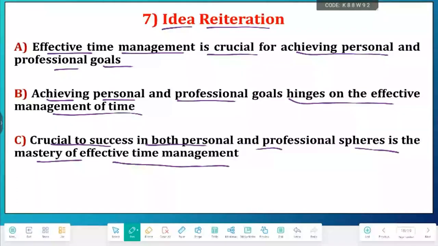Statement B kya hai? Achieving personal and professional goals hinges, matlab depends on the effective management of time. Fir se wahi cheez jo statement A mein hui thi. Ab statement C ko dekhte hain. Crucial to success in both personal and professional spheres is the mastery of effective time management. Again, the same thing has been said again. So this is called as idea reiteration. So by far the easier one than the idea explanation and idea reiteration. Okay.